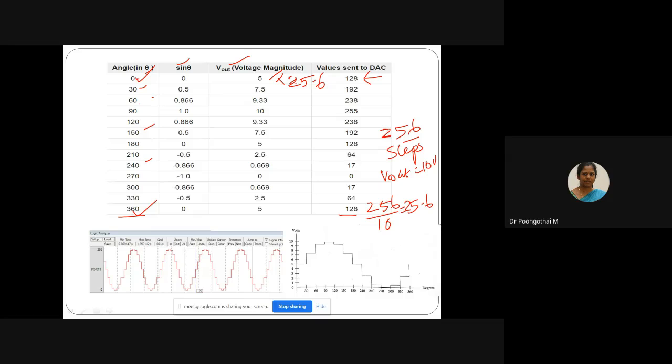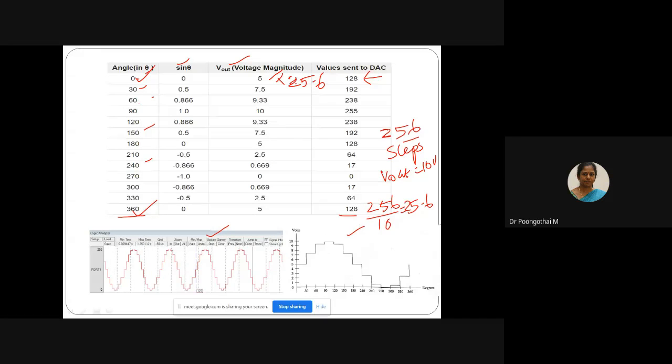Your program has to send the lookup table values to the DAC continuously through port 2 in an infinite loop to generate the sine wave. So that is the logic of this sine wave generation program. This waveform is generated using Keil MicroVision. This is the Proteus simulation output.